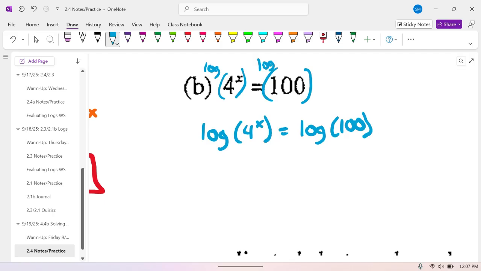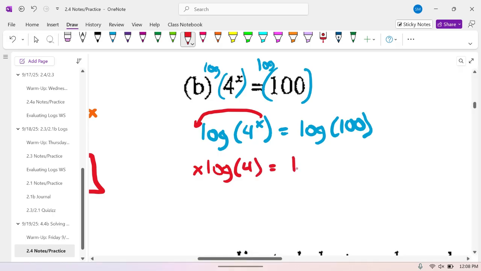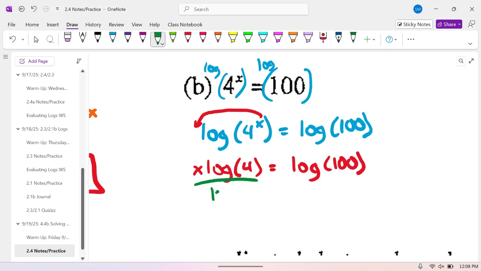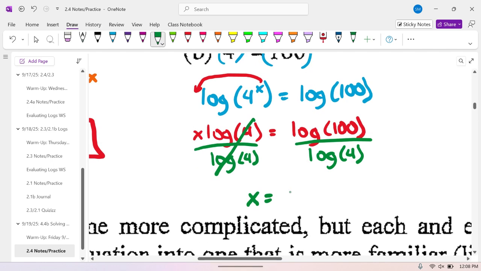Right, bring the x out. So I got to bring the x out. So do not divide until you bring your exponent out, okay? Now what do I do? Divide by what? Log of 4. So that goes away. I get x is equal to log of 100 over log of 4.